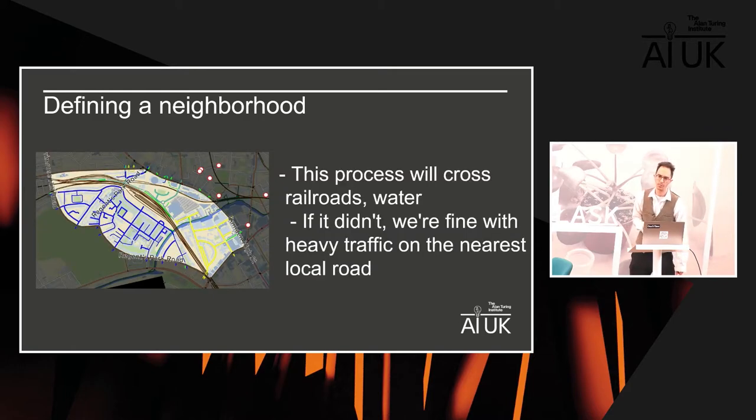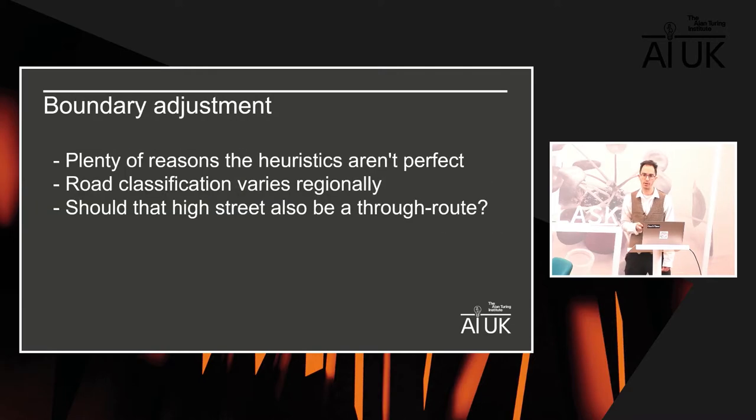So it's important to note that this process will cross railroads and water and other natural boundaries. And this is a default assumption of the software, but this is something that can very much be adjusted. And it is an important conversation to make that, humans very much have to be involved in this process to set the boundaries properly.